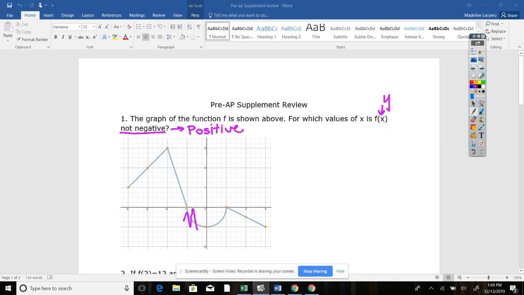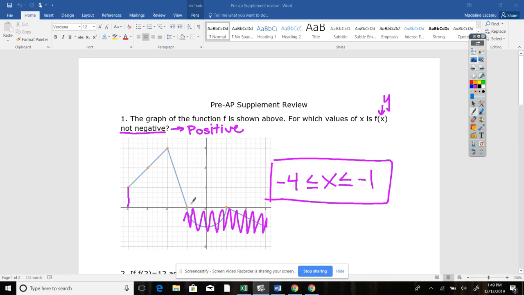So that means we don't need any of this down here because that's where the y values are negative. So we need to figure out what x values this is where it's positive. As we can see, this one starts at -4. So from -4, and we're dealing with the x value, so I put an x, and then all the way up to, oh no, just kidding, not positive, -1. So from -4 to -1, that is where our y's are positive. And that's how you would do number 1. Just watch out when it says not negative, that just means positive.